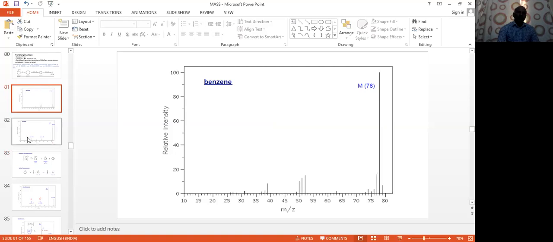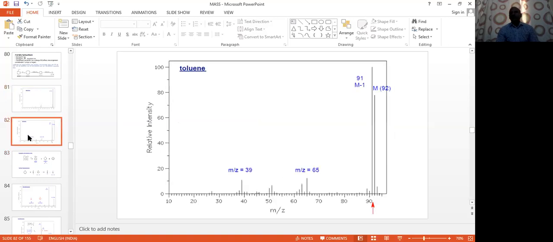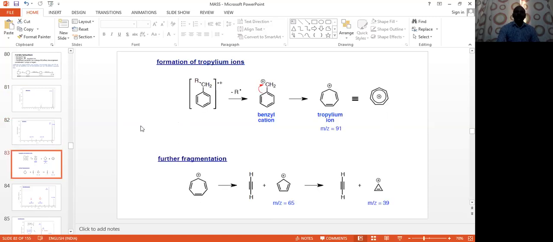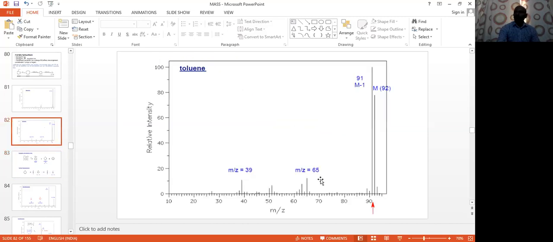Next one is toluene, a substituted benzene. You find M by Z value 91, and there definitely is a tropylium ion. So where does the tropylium ion come from? If you have a substituted benzene, where benzene is substituted with an alkyl group, and cleavage takes place at the beta carbon atom, and it further undergoes rearrangement, then you have the tropylium ion.